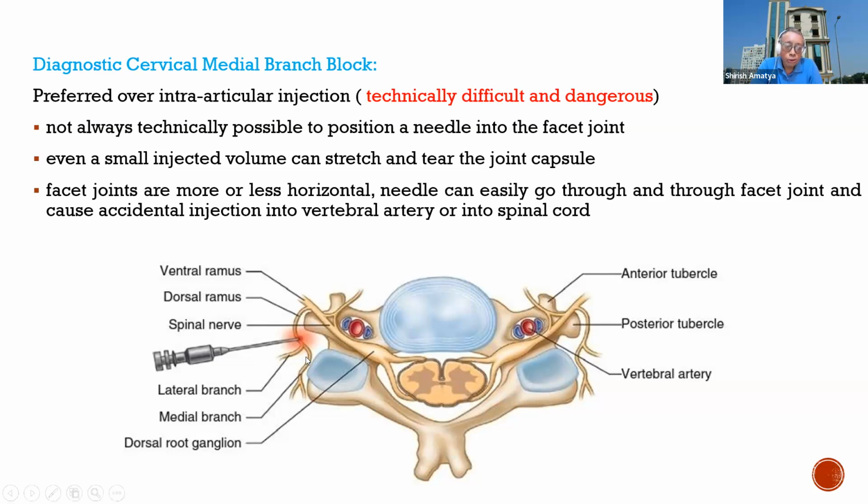As you can see, this is the facet joint, and it is almost horizontal. So an injection to the facet joint can go through and through, and we can inject into the vertebral artery, or it can go through and through the facet joint and injure the spinal cord.